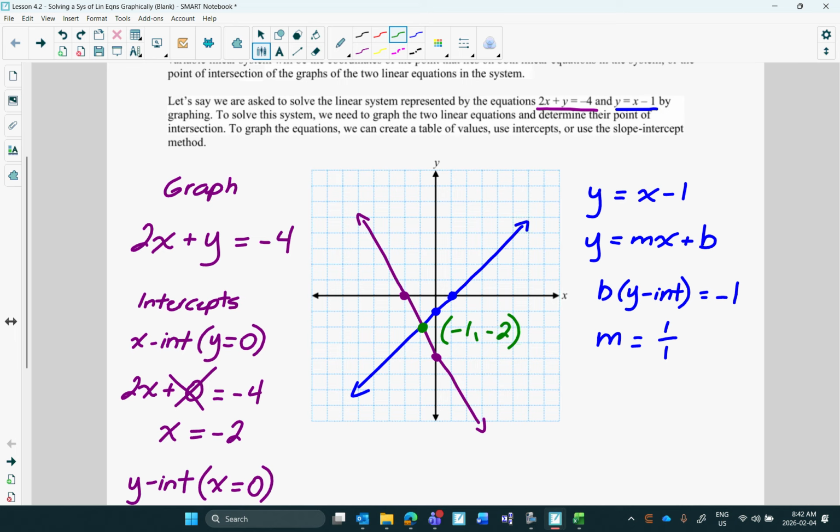Well, if I take this x and y and I plug it in here, 2 times -1 is -2, right? Plus -2 is -4. So it works in this equation. If I plug it into this equation, is -2 equal to -1 minus 1? Yes. So how do we find the solution? We just find where it intersects. So this is our solution. These are the x and y values that will work in both equations.